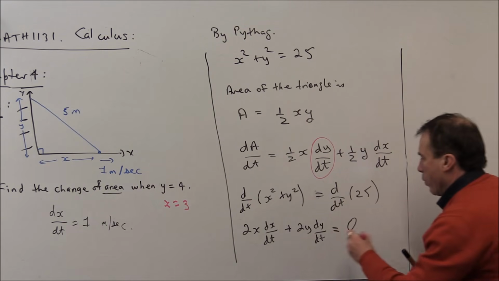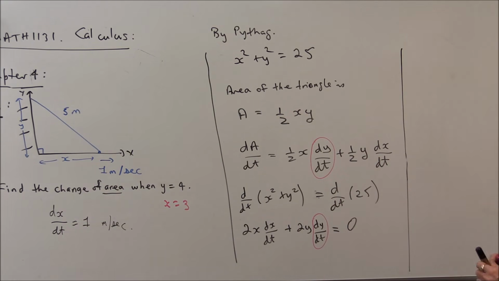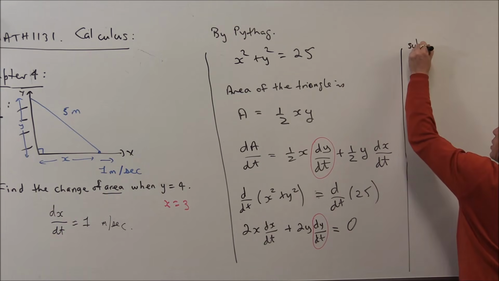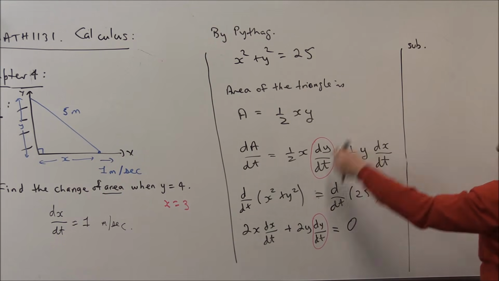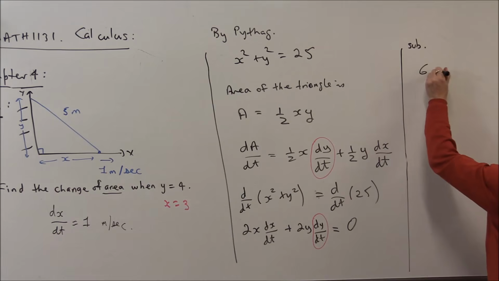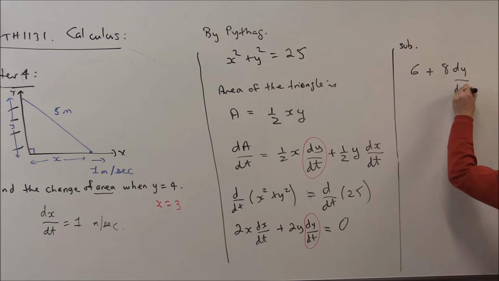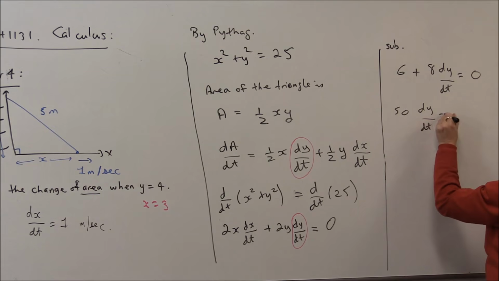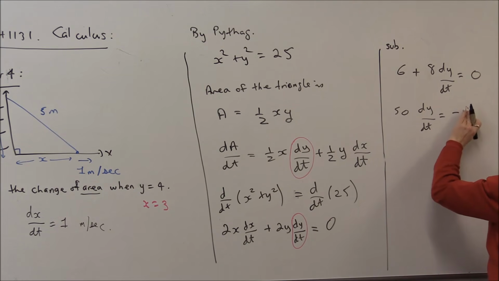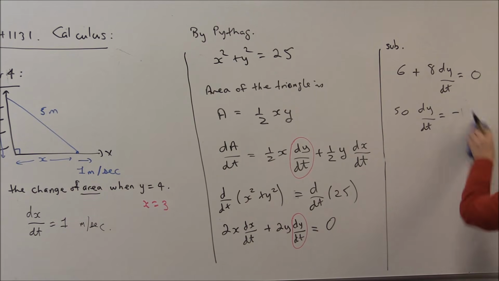Now, what we're looking to get our hands on is this expression, dy/dt here. So I'm going to substitute all the variables that we know in. We know x is 3, and dx/dt is 1, so I just get 6. And we know y is 4, so I get 8 dy/dt, and that's got to equal 0. So dy/dt is equal to minus 3/4, which is minus 6 over 8. We simplify that to minus 3/4.